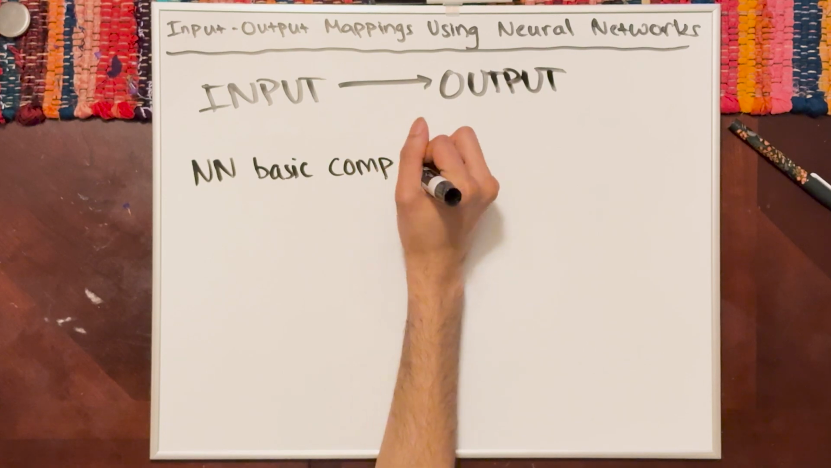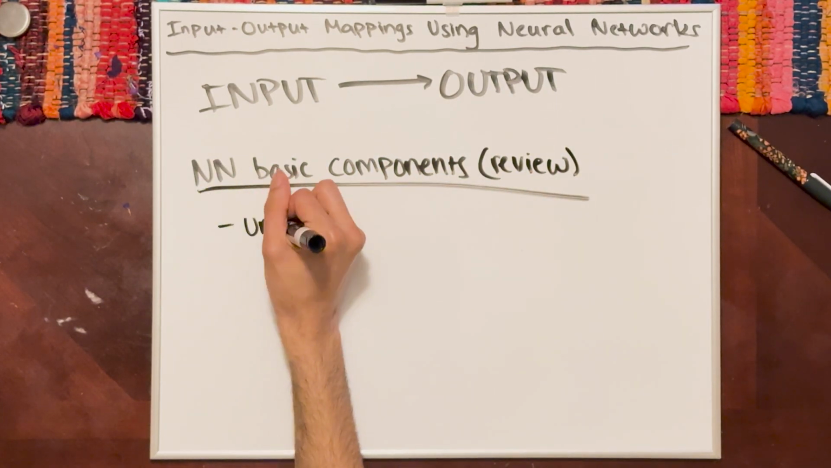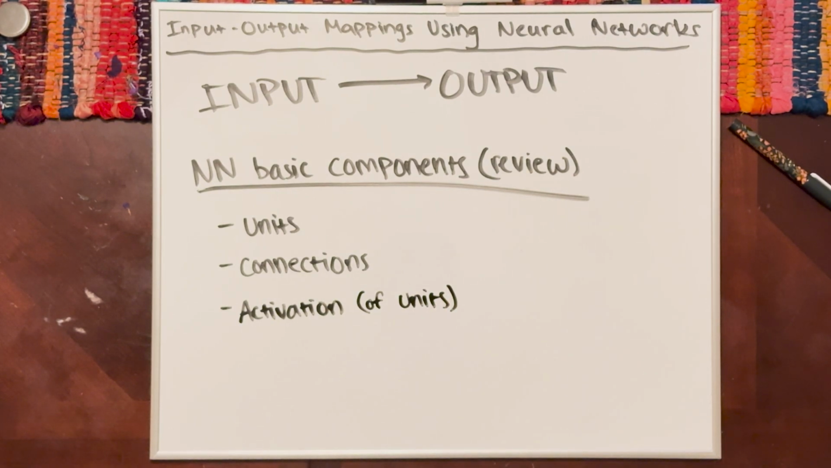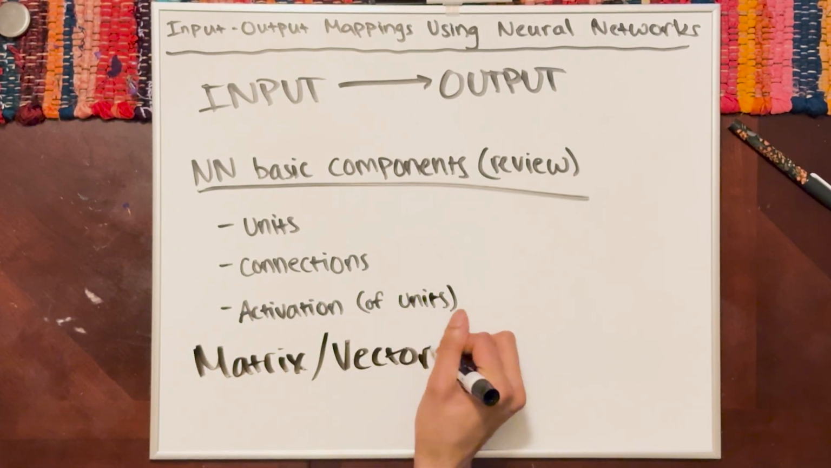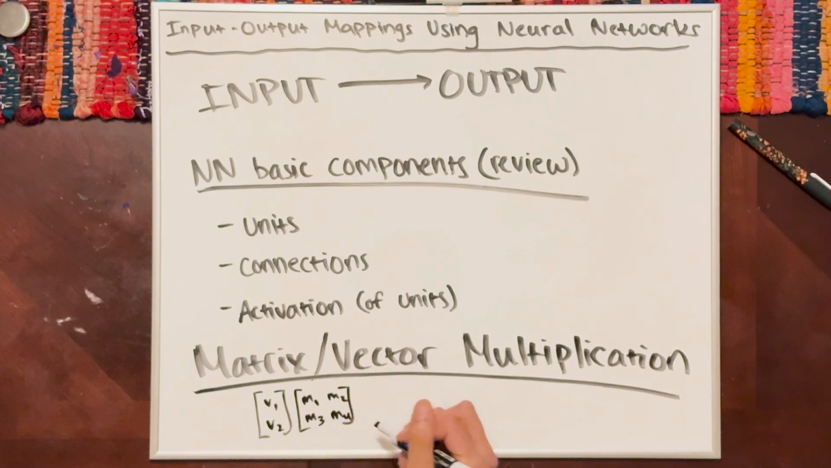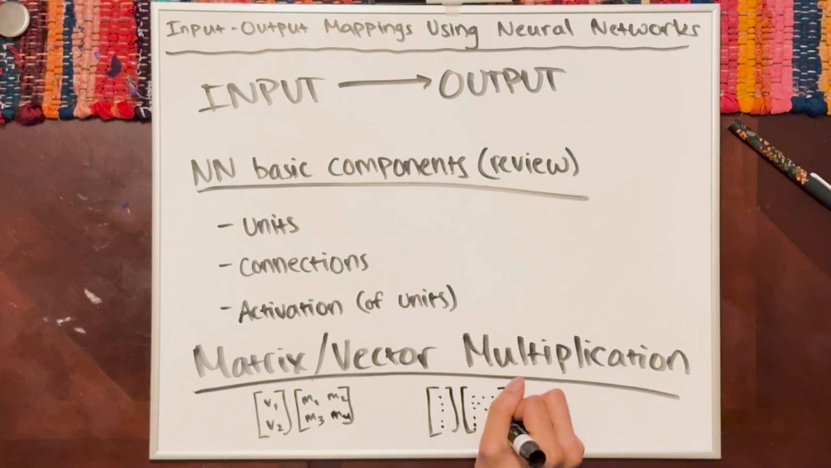For this video, you'll need to conceptually understand neural networks and their basic components. Units, connections, and activations are not explained in this video. You'll also need to understand the concept of vectors and matrices and matrix multiplication. You should have some familiarity with neural networks before watching this video.